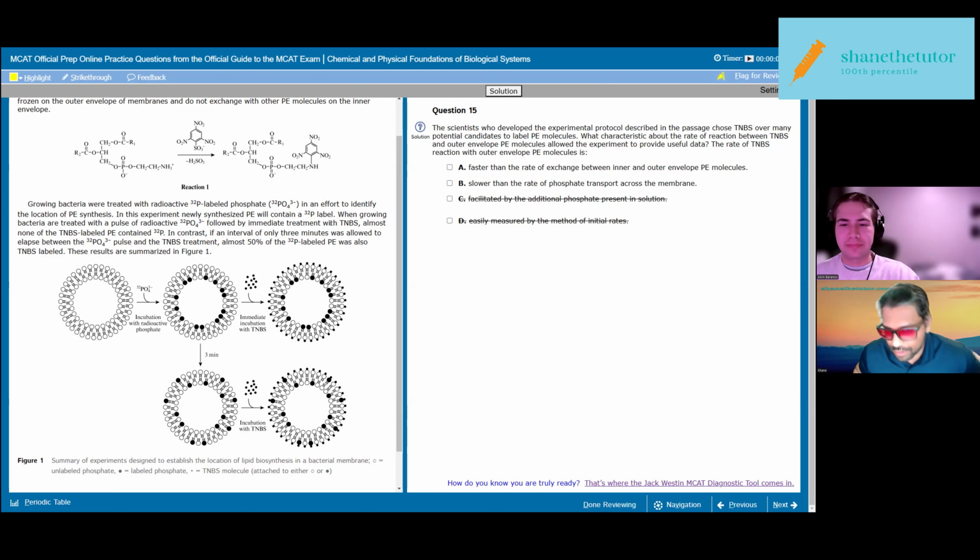But ultimately we are still answering a question about rate, true. Facilitated would mean that it would enhance the rate of this TNBS reaction, right? But the phosphate, all that does is it labels the PE. It doesn't change anything in terms of rate. But yeah, so now I guess between A and B.